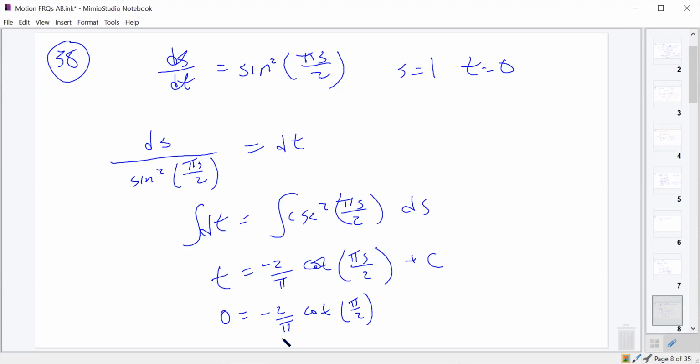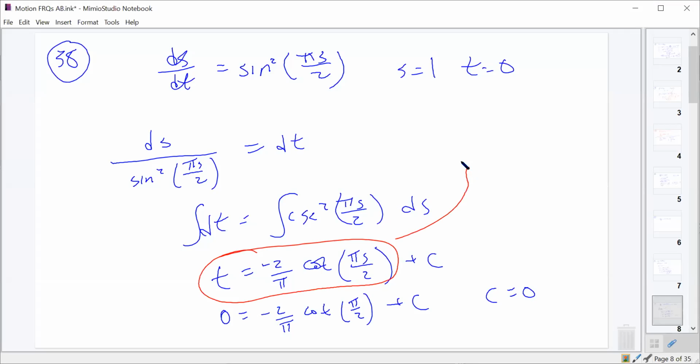And the cotangent of pi over 2 should be what? You should know the cotangent of pi over 2. The cotangent of pi over 2 is 0. So this is 0 equals 0 plus our constant. So our constant is 0. So we've now just got t equals negative 2 over pi cotangent of pi s over 2.